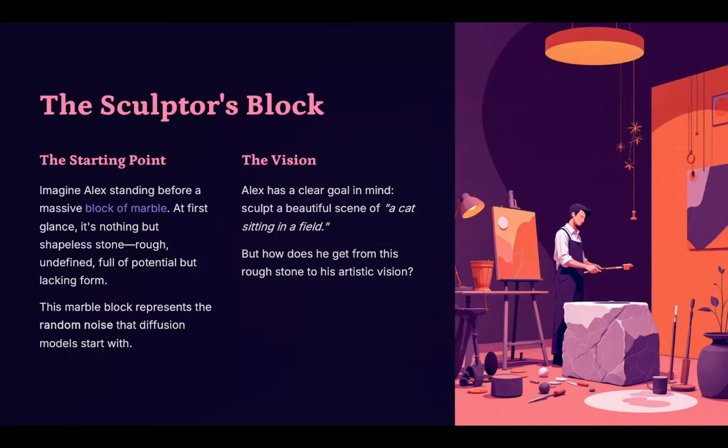The prompt here is a cat sitting in a field, right? So basically a sitting cat and a little bit of background around it. Sitting cat is what we want to create a sculpture or an image out of this. And as I said, the marble block is nothing but the noise in the diffusion models.